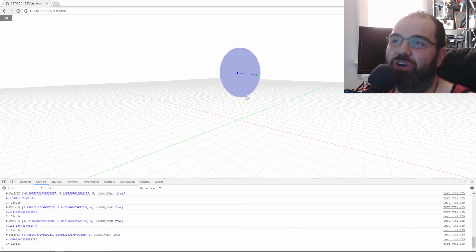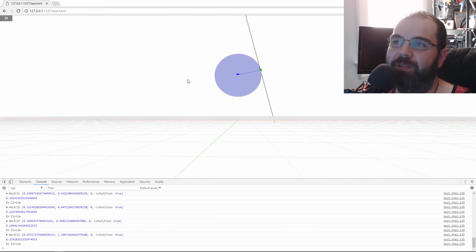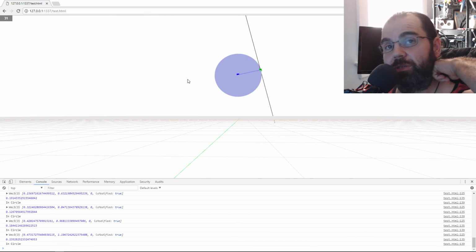You can actually draw a circle by drawing lines at increments and using a draw mode of line. You can do that, but you can't fill it in. You just end up making an outline of a circle. But yeah, that's it. So that's it for quads and circles.